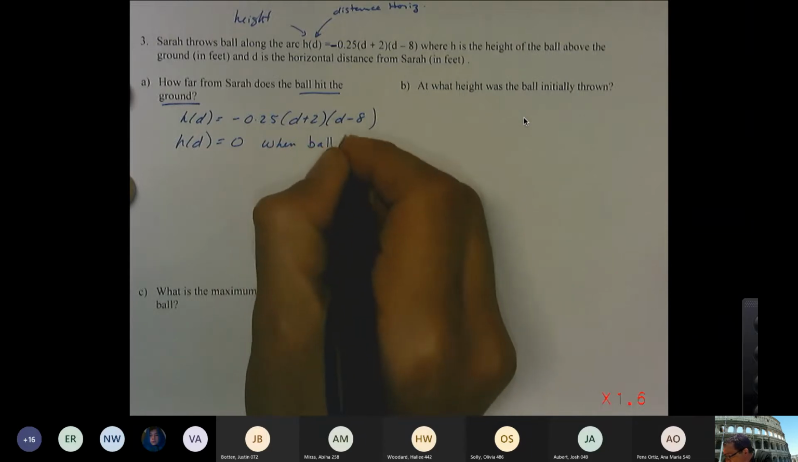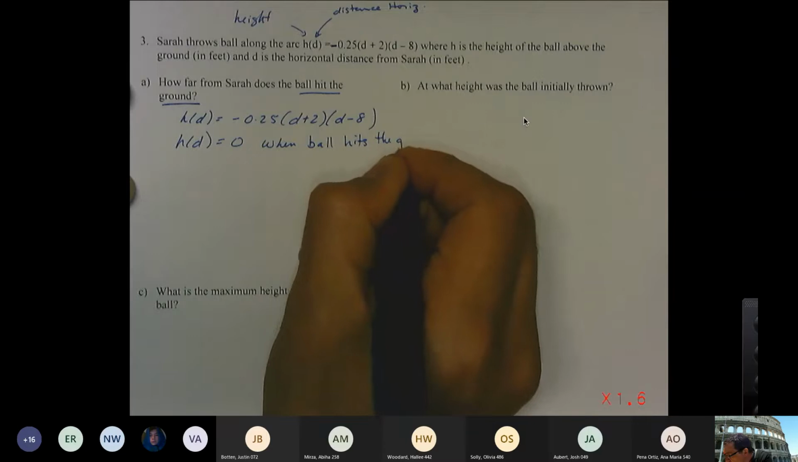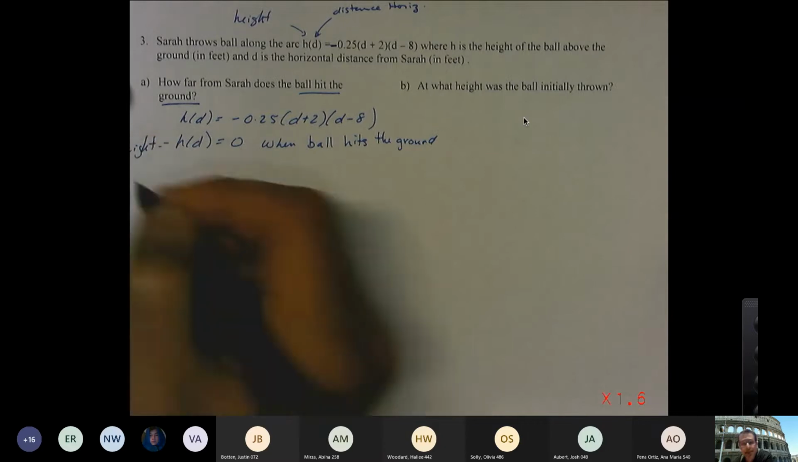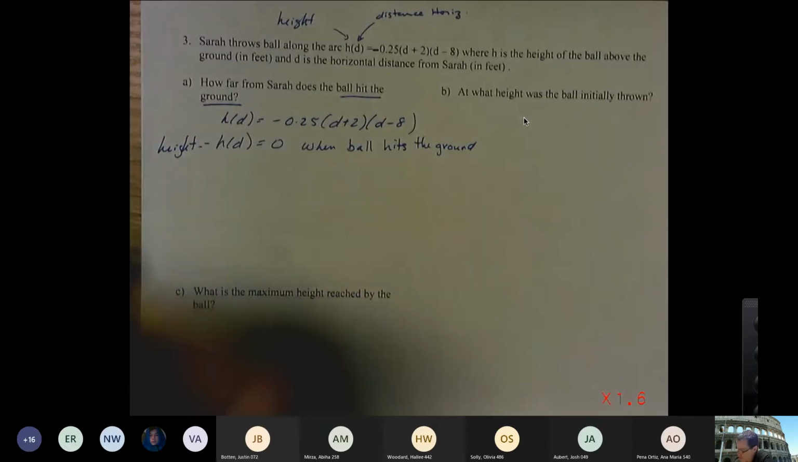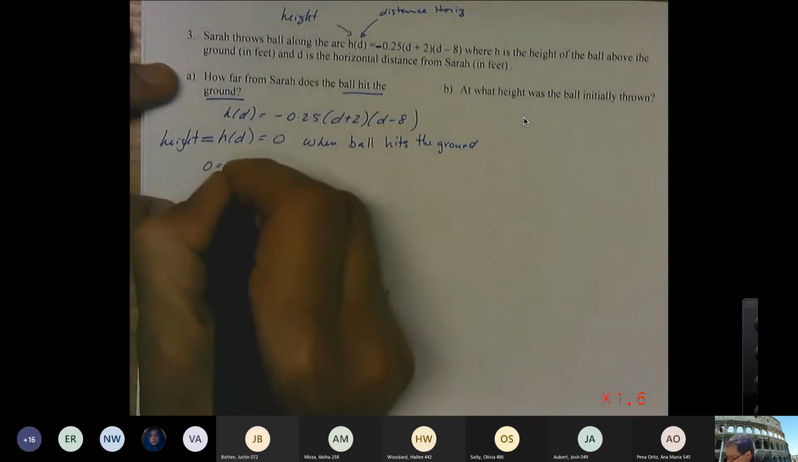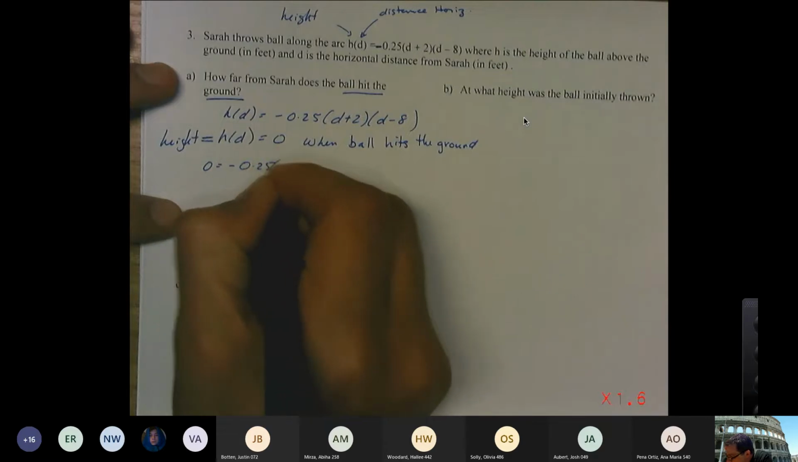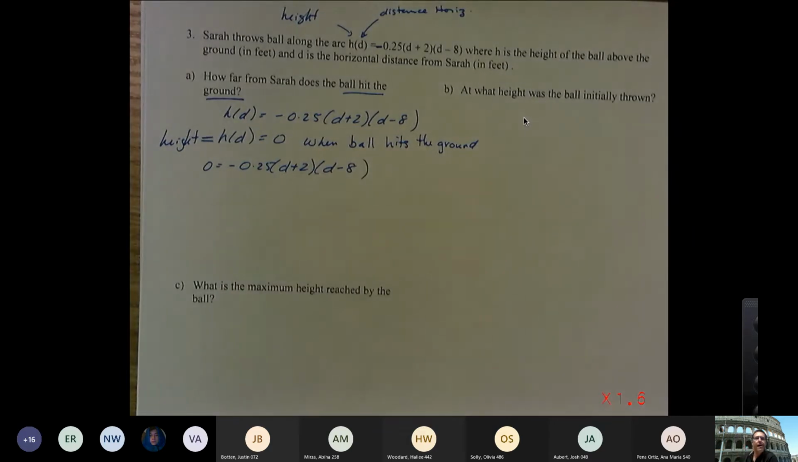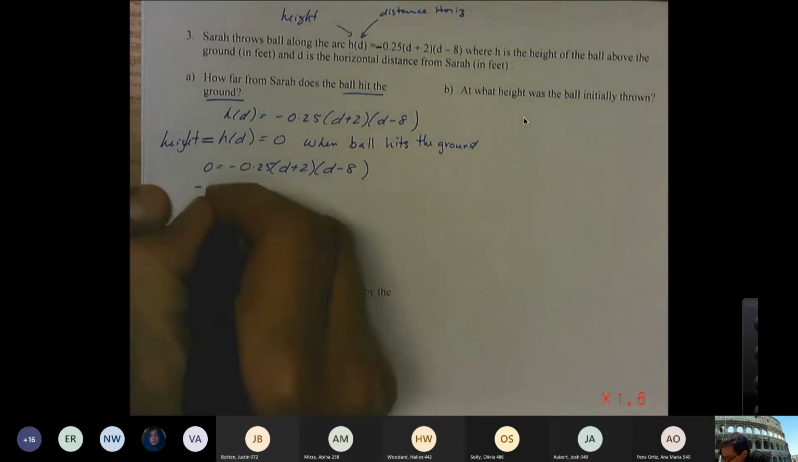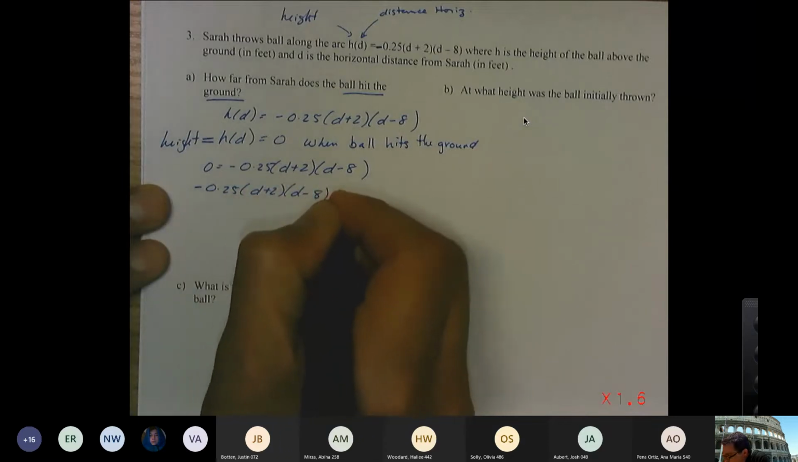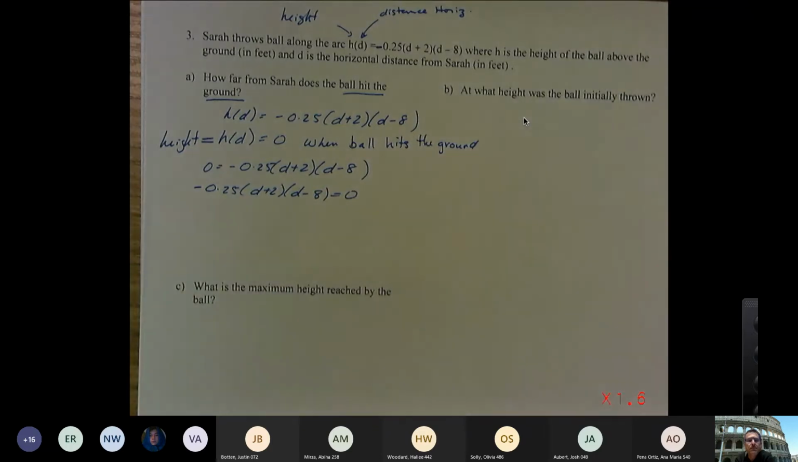The height. So the height is 0 when the ball hits the ground. So what that means is we're going to have 0 equals negative 0.25 d plus 2 d minus 8. Well, that's different than what we're used to seeing. We're used to seeing it written like this. Which is no difference. There's no problem here.